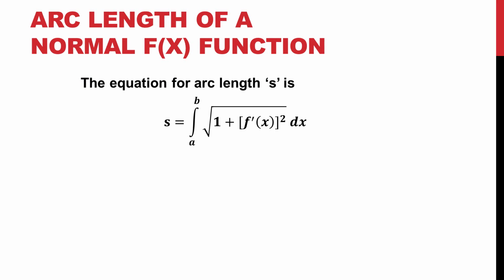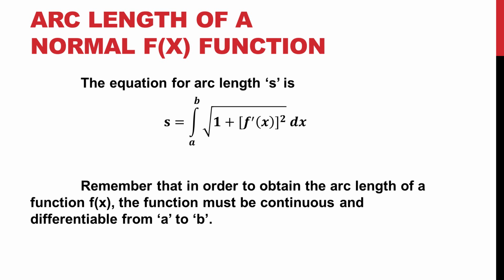Arc length of a normal f of x function. The equation for arc length s is s equals the integral from a to b of the square root of 1 plus f prime of x squared dx. Remember that in order to obtain the arc length of a function f of x, the function must be continuous and differentiable from a to b.